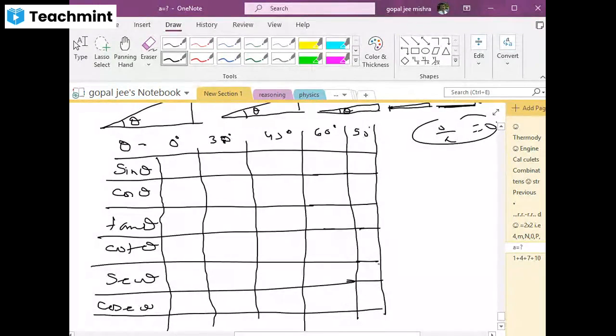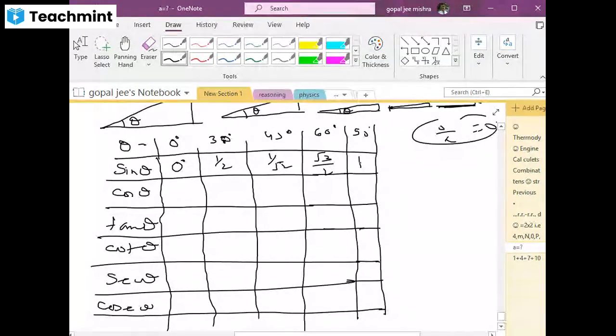Just be here, beta. Drop your pen and just listen to my words. Everything will be clear to you. If you just write the values by remembering, you will write sine 0 is equal to 0, sine 30 is equal to 1 by 2, sine 45 is equal to 1 by root 2, sine 60 is equal to root 3 by 2, and sine 90 is equal to 1.